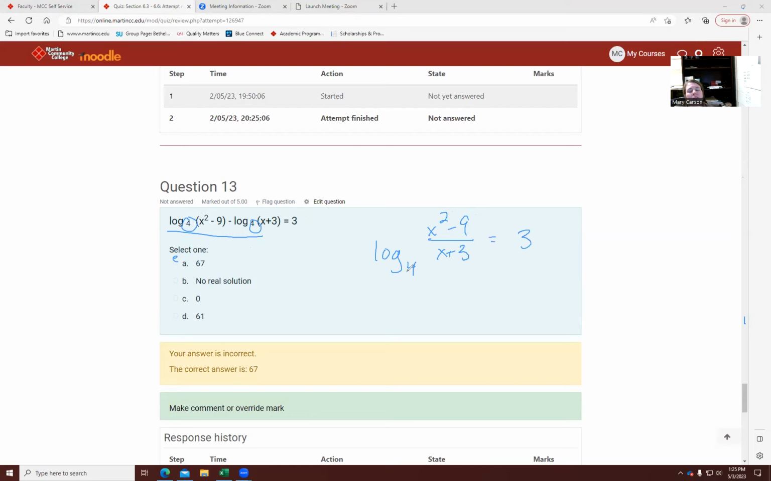Okay. And then what we would do is we would rewrite this as an exponential. So this will be 4 to the power 3 equals, and this is technically x plus 3 times x minus 3 over x plus 3, right? And so that really cancels. And so you're left with 64 equals x minus 3, and then you add the 3, which gives you 67. Okay. It's that one.